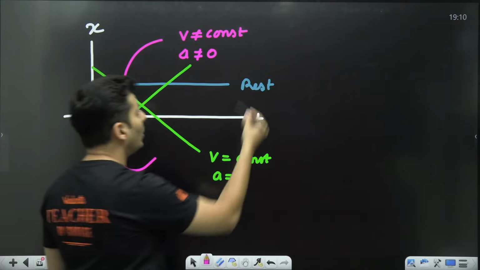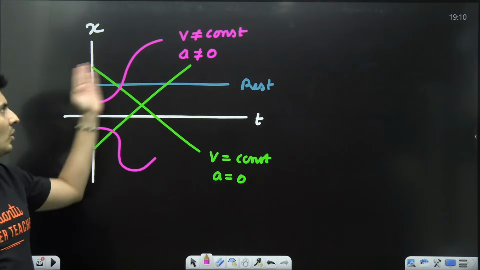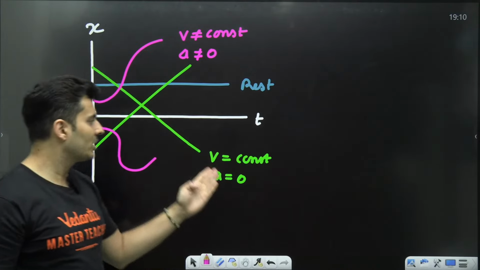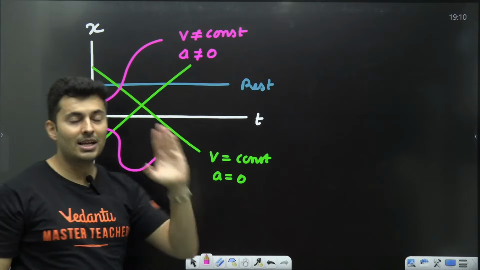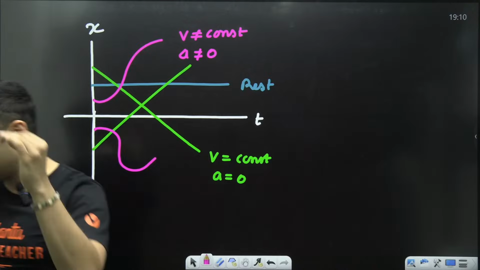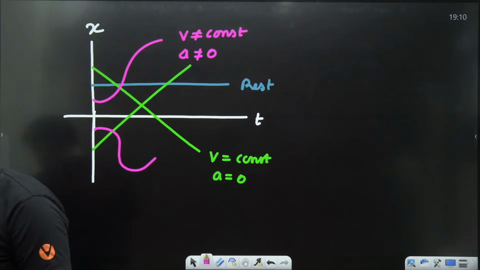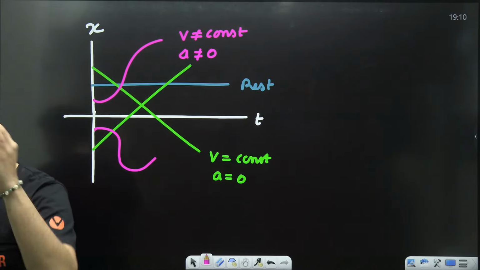So they are non-uniform motions. They are all non-uniform motions. This was uniform motion because velocity was constant and acceleration was not there. But in these graphs, there was acceleration because velocity is continuously changing.